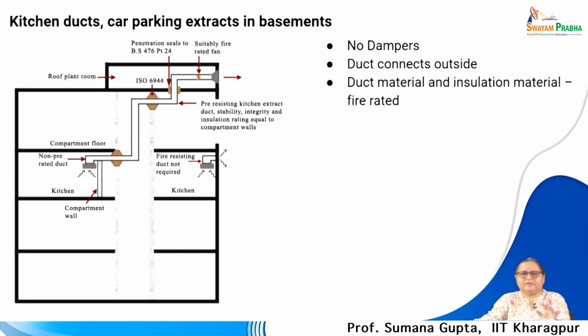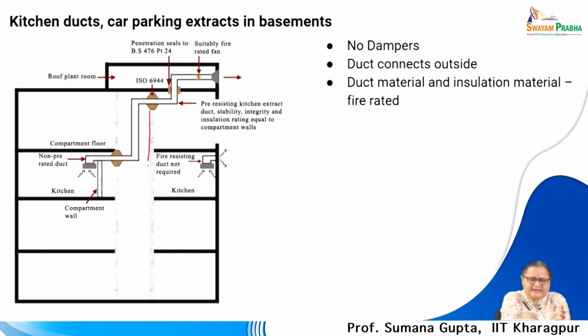Similarly, the same goes for basements. Car parking extracts in basements should all move up and release the gases or the smoke outside the building, and not pass it to the upper floors. That is why car parking extracts in basements always throw out the stale gas or the fumes to the external. Here in this picture you also see all the points through which the duct is passing.